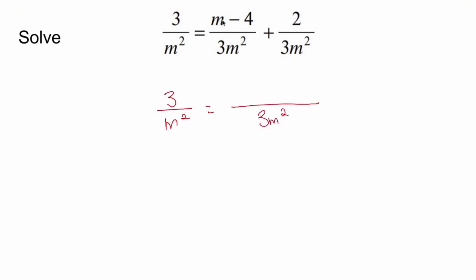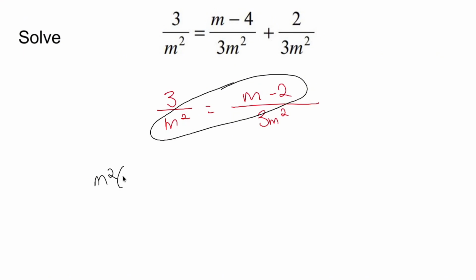I have m minus 4 plus 2, which is going to be m minus 2 when you simplify. Now, what I have is a proportion. Crisscross applesauce, cross multiply and divide. So I'm going to have m squared times (m minus 2) equals 3 times 3m squared.